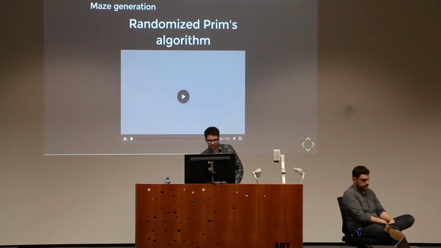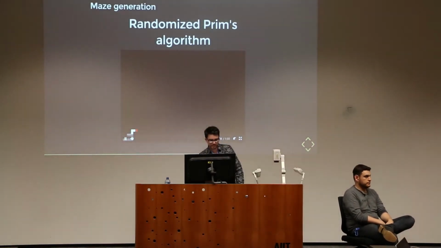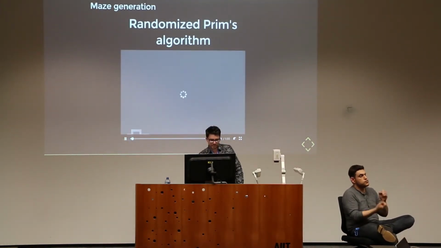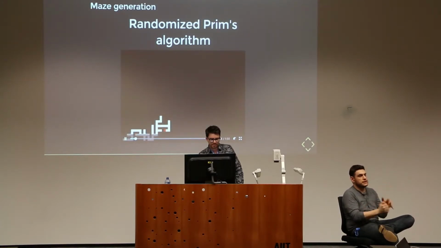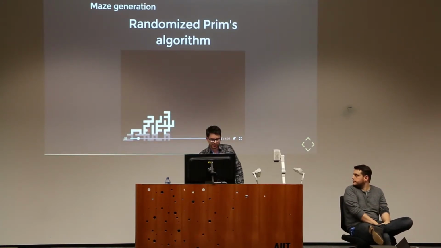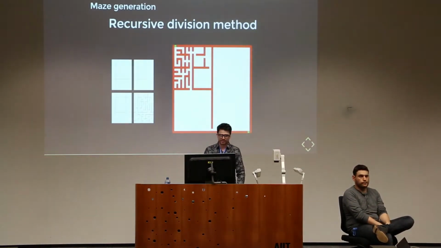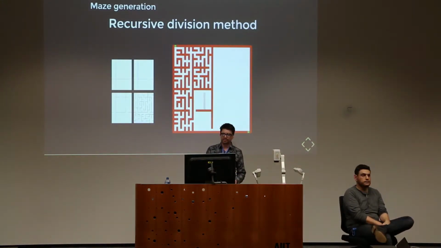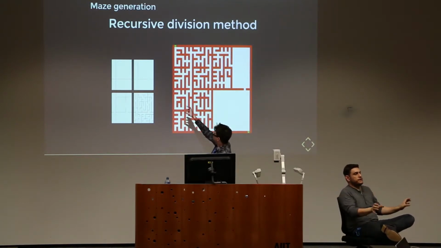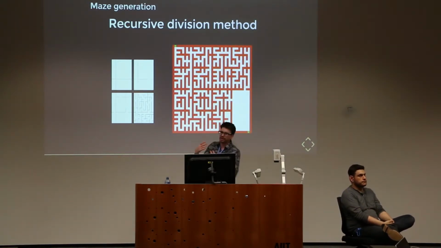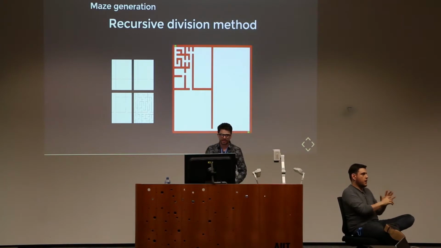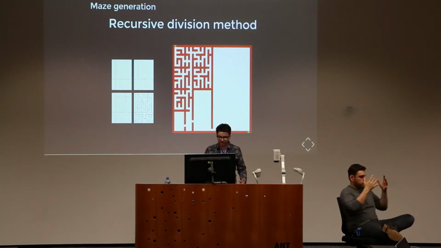There's randomized Prim's algorithm. This one's like a multi-branching one. It starts from a point. Then you've got recursive division, so you divide your chamber, you create holes in walls, divide it again, you create holes in those walls, and keep dividing until you've got something that resembles a full maze.